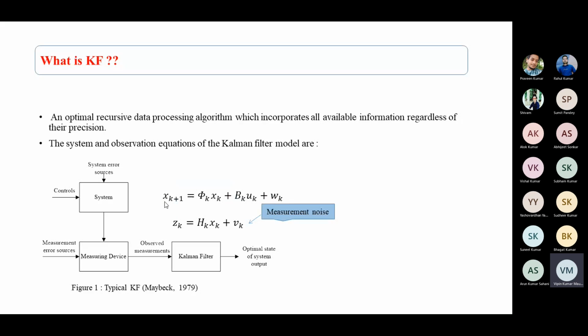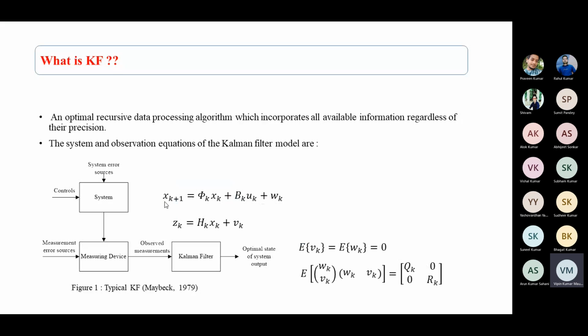So in the typical Kalman filter, we have some assumptions to give the optimal solution. What are these assumptions? The first assumption is that the mean of the system noise and the measurement noise will be 0. The second assumption is that both noises will be white noise. White noise means you can see here it is 0 and it is 0.